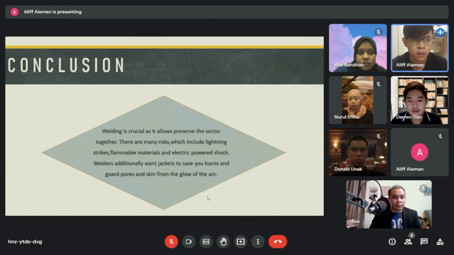So for the conclusion of cluster 3, which is welding safety, welding safety is crucial as it protects against hazards which include lightning strikes, flammable materials, and electric shock. Welding gear additionally protects the body from burns and the eyes and skin from the glow of the arc.